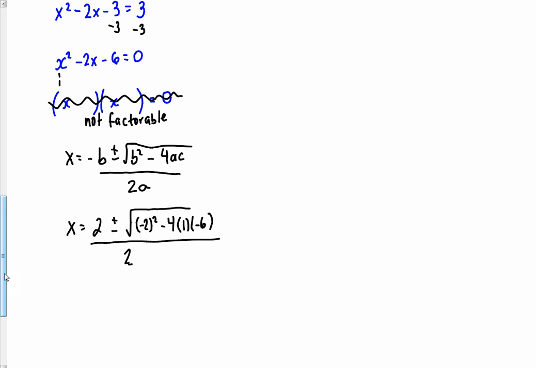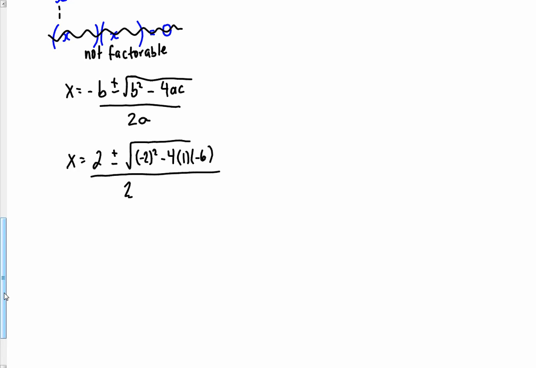All right, we can do this in our head, right? Yes, we can. Negative 2 squared, positive 4. And then we have a negative 4 times negative 6, plus 24. So 4 plus 24? 28. See? We can do it in our head.